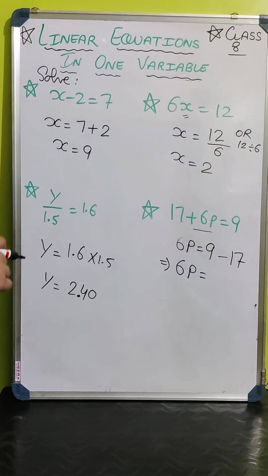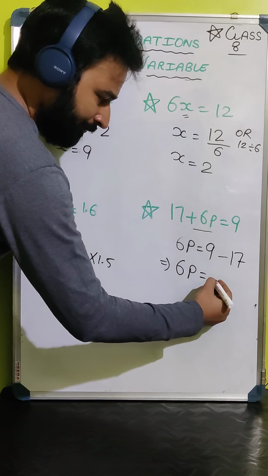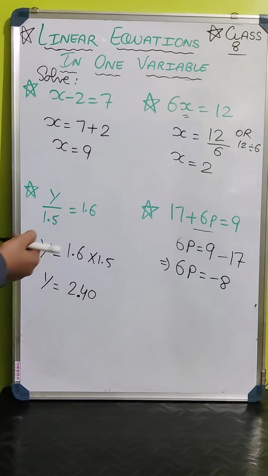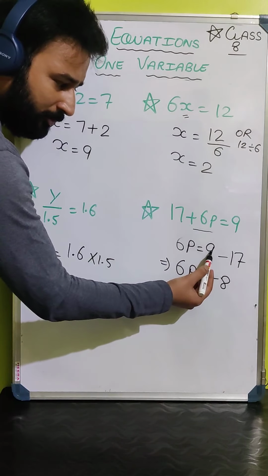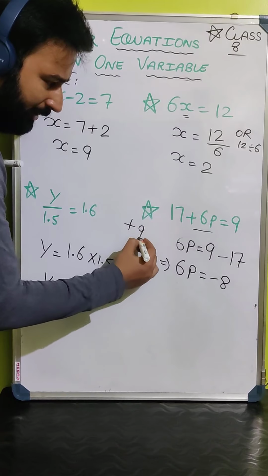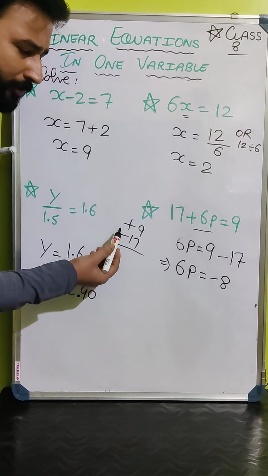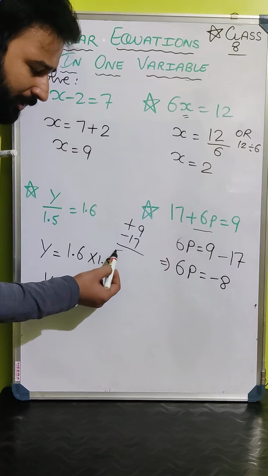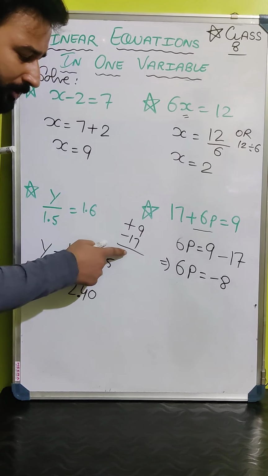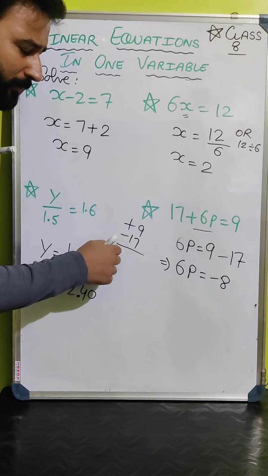Now many students make a mistake here. They will write plus 8, because some of the students have the same logic, plus minus minus. Okay, minus will be the answer. It is correct, but how will the minus come? Just two numbers are there. One is plus 9 and one is minus 17. So you will not write like this, plus minus minus. It will be wrong. Okay, I will give you another example.